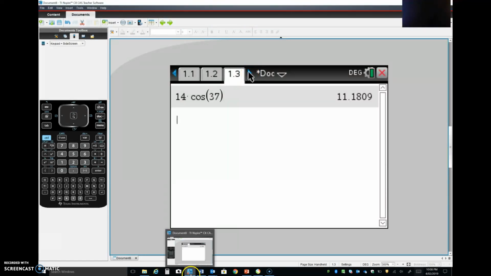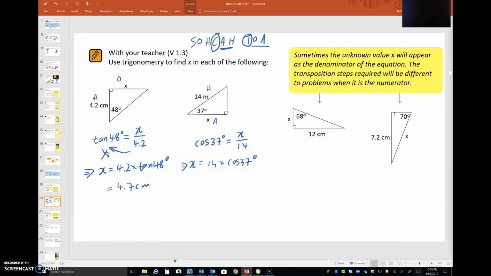Now by all means pause the video and try these next two, but just read this up here, a couple of sentences. The transposition is a little bit different. You could pause now and give it a go, then I'll try it.